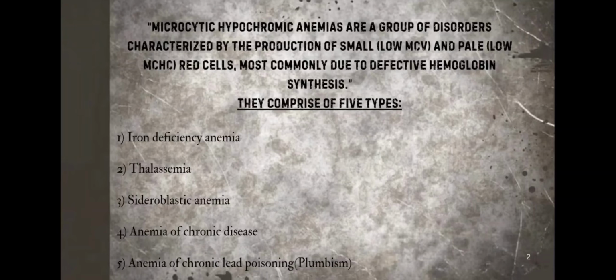They comprise five types: iron deficiency anemia, thalassemia, sideroblastic anemia, anemia of chronic disease, and anemia of chronic lead poisoning. Chronic lead poisoning is also known as plumbism. Let's talk about iron deficiency anemia.